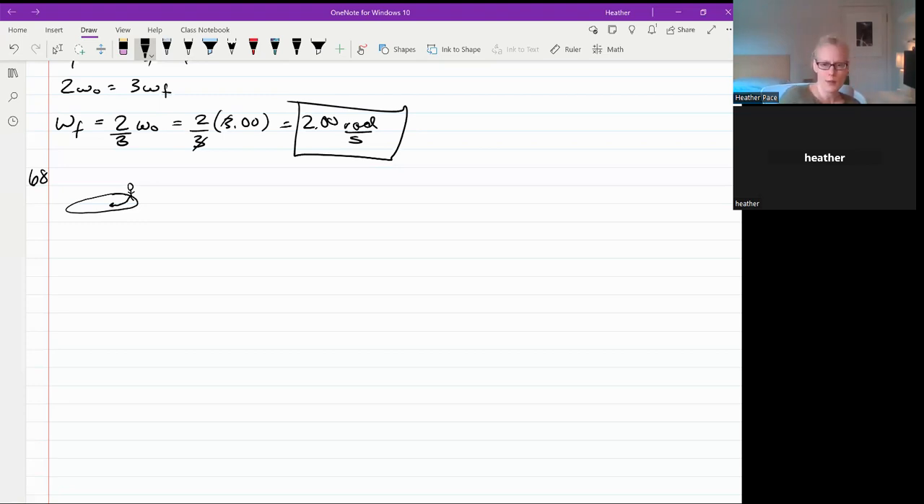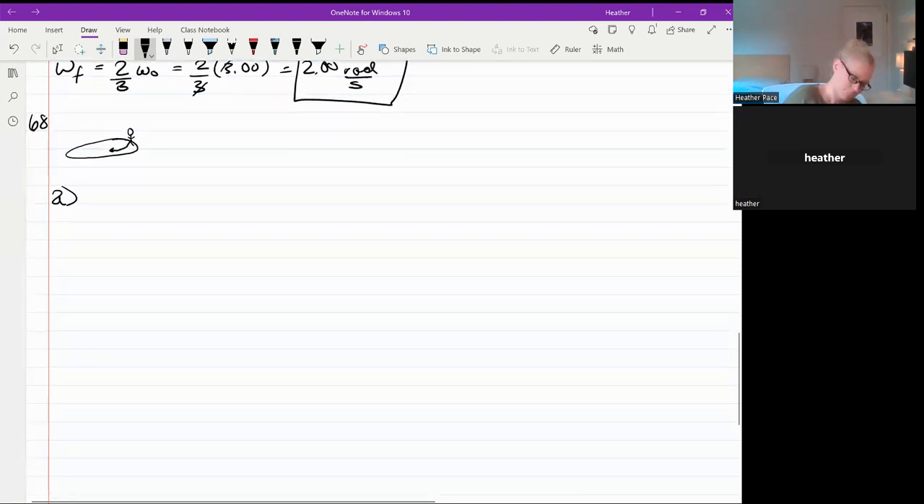Okay, so let's write down everything that we're given in the problem, and then we can look at equations that we know to try to solve for what we're looking for. Well, first let's look at what we're looking for. So A says, in what direction and with what angular speed does the turntable rotate? Well, direction and speed are going to give us velocity. So we are looking for omega.